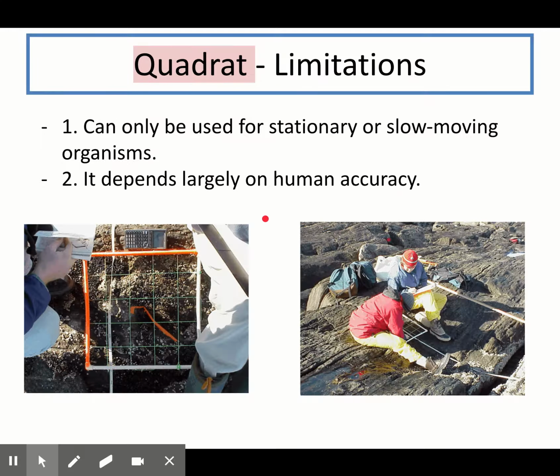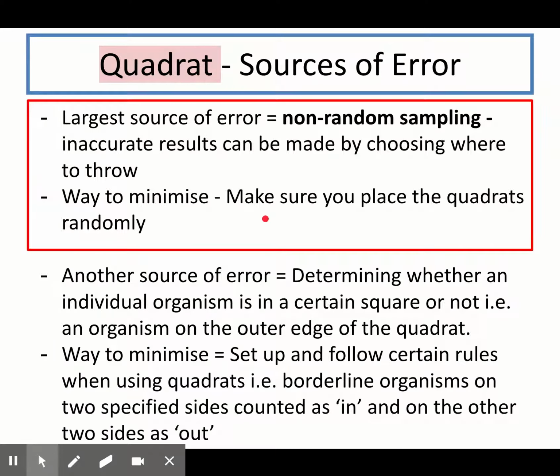Okay, now let's talk about the limitations of a quadrat. So a quadrat can only be used for stationary or slow-moving organisms. This is not going to work for large organisms, and it's not going to work for ones that will move quite quickly away if you try and throw a quadrat on top of them. Second limitation that quadrats have is it depends largely on human accuracy too. The main thing you need to know, though, is the sources of error with a quadrat, just like we did with our pH, moisture meters, temperature meters, thermometers, and light meters as well.